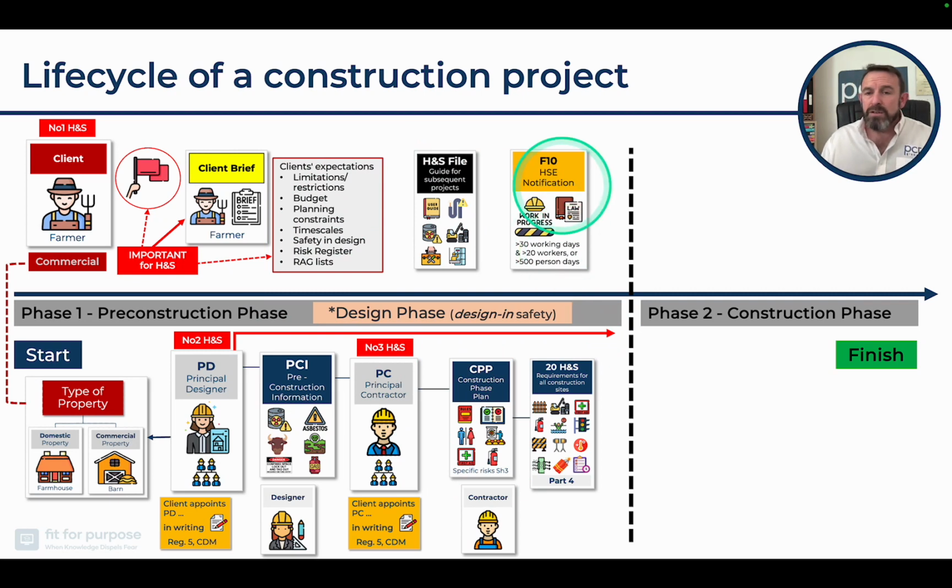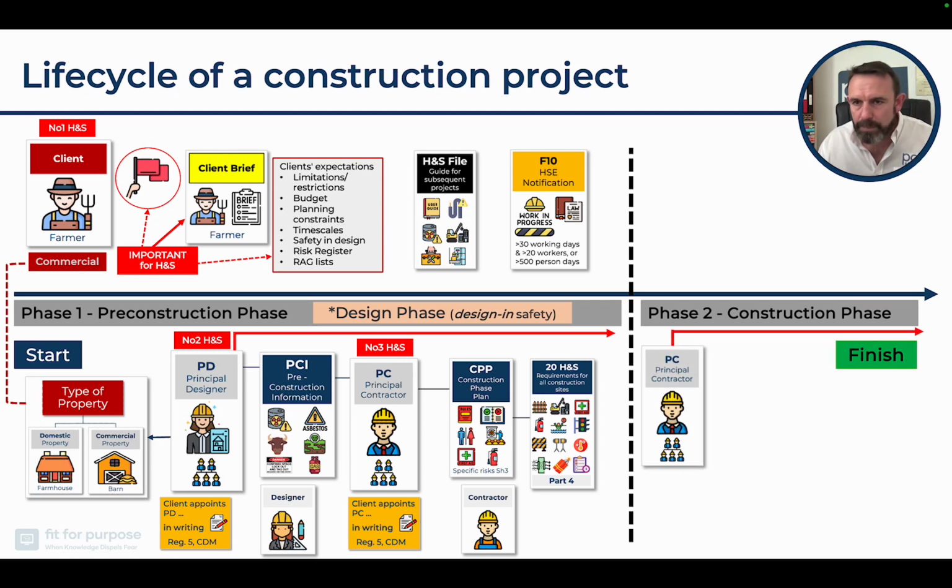It's going to need notification if it's above 30 working days plus above 20 workers, but also if it's above 500 person days. That's really important to be mindful of. When we move into phase 2, the construction phase, this is when the principal contractor comes into their own, because we've now got work to be done. Shovels are in the ground, we could say that. The principal contractor is responsible for that phase.